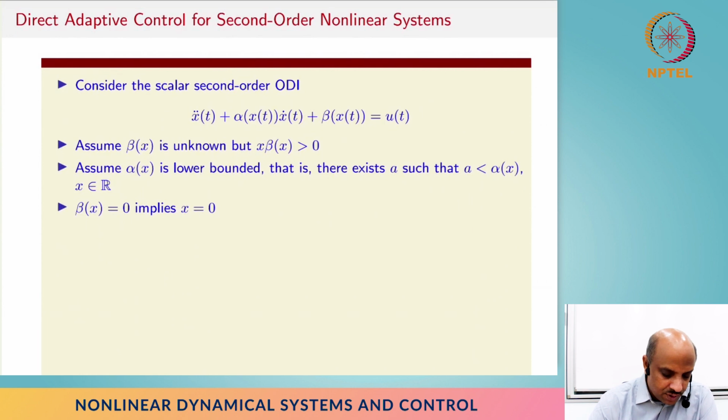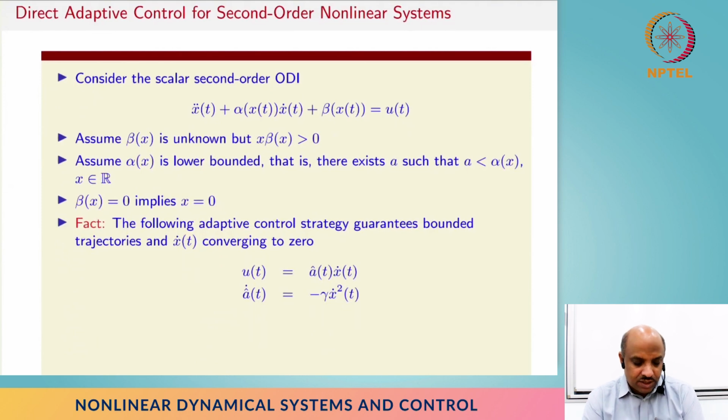Well, we also assume that beta of x equal to 0 implies x equal to 0. Let me state the fact and then explain how this works, right? So one of the things that we can show is if I pick u equals a x, with a less than alpha of x, and then by bringing in this side, we can show that the system is going to be stable, right? So that's the assumption that we are going with. And since I don't know much about alpha other than that it is lower bounded, I don't even know what the lower bound is, then can I control through an adaptive law, right?